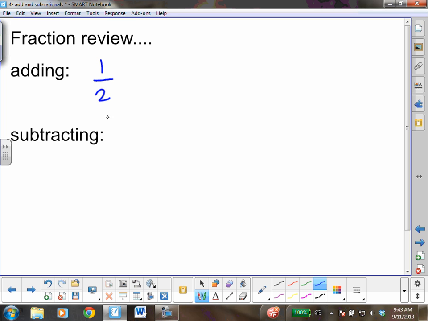Let's think of a basic fraction. How about 1/2 plus 3/10? In order to add or subtract fractions, I have to have a common denominator, which means that I need to look at the denominators of both fractions. The common denominator between 2 and 10 is 10. So I need to manipulate this first fraction by multiplying the numerator and denominator by 5/5.